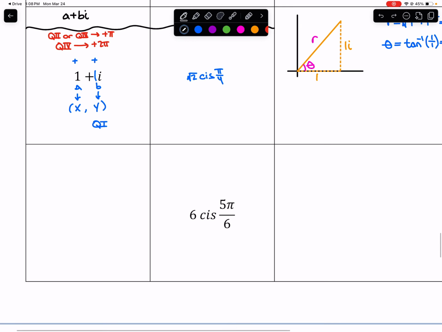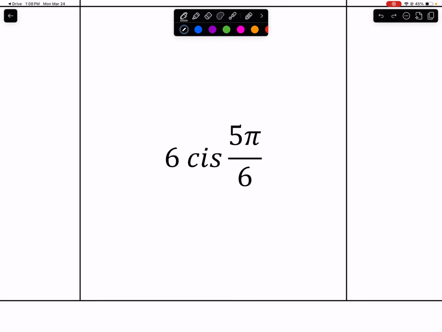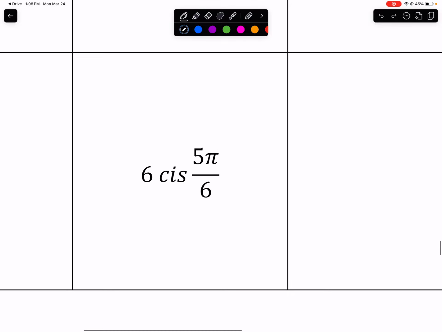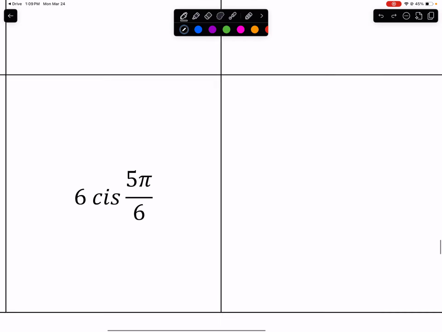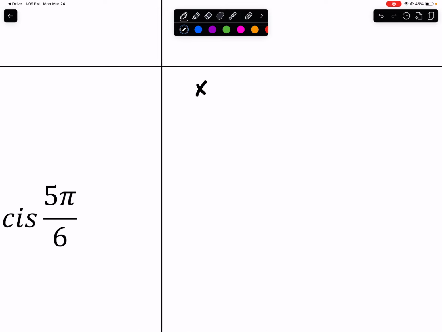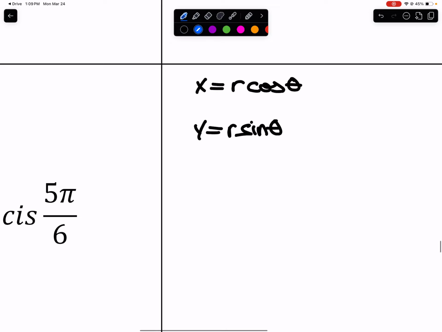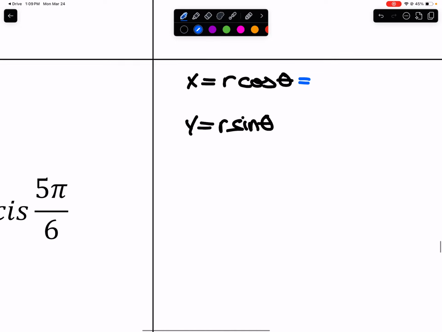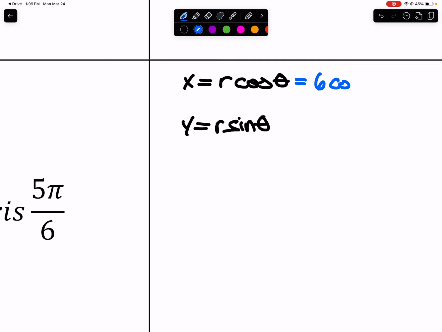So now we're going to look at the next one. We're going to look at converting from polar to rectangular in terms of complex. So we have 6 cis 5 pi over 6. So I want to convert to x and y. My x component is going to be r cosine of that angle, and then my y is going to be r sine of that angle. So when I plug in, I'm going to have r, which in this case is 6, and then cosine of 5 pi over 6. And then down here, I'm going to have 6 times sine 5 pi over 6.